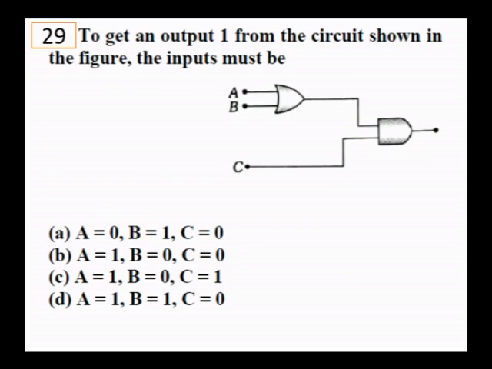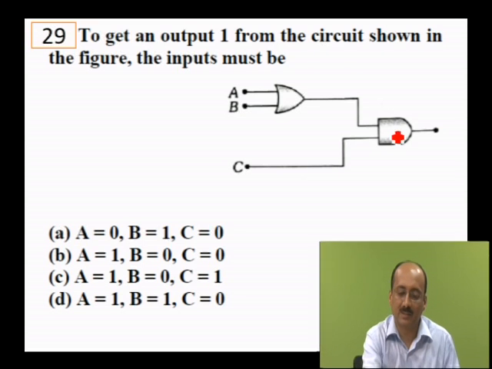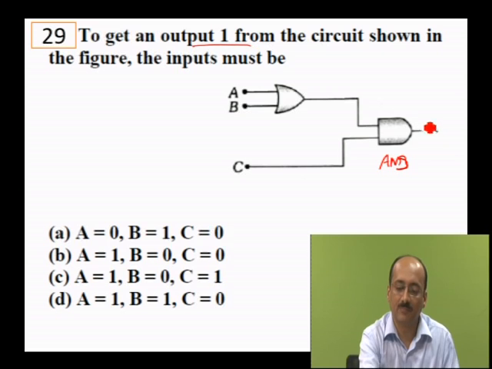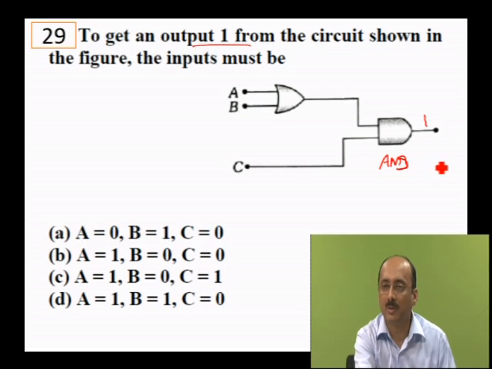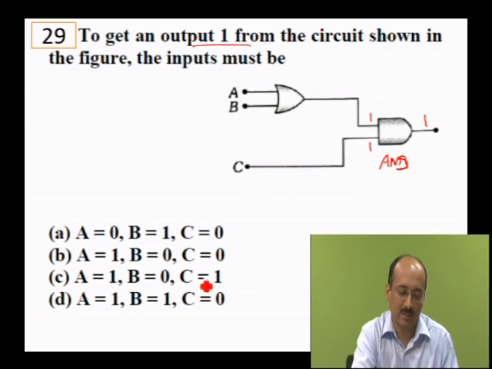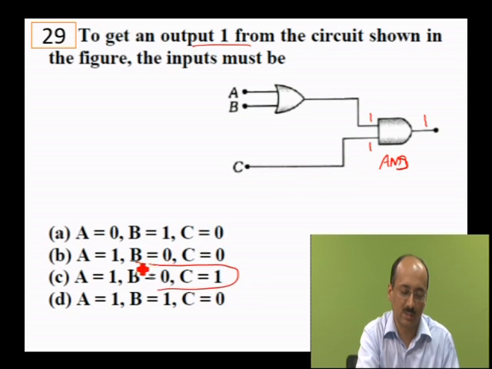To get an output 1 from the circuit shown in the figure, the inputs must be... Now look at this last gate. This last gate is essentially an AND gate, and you require an output 1. If you want an output 1 from an AND gate, then both its inputs must be 1, and this invariably means C must be 1, and C is 1 in only one choice. So you need not look anywhere else.